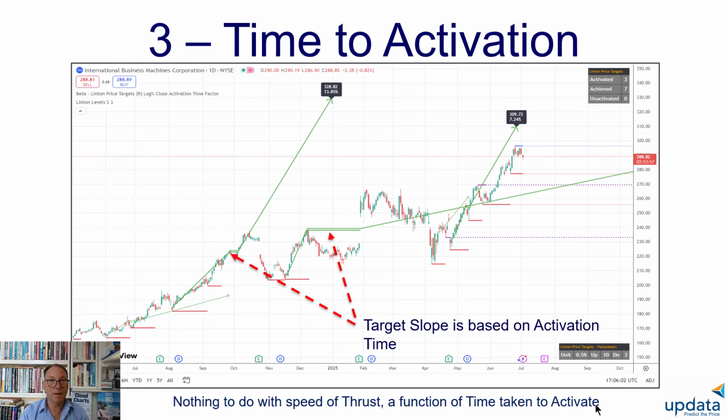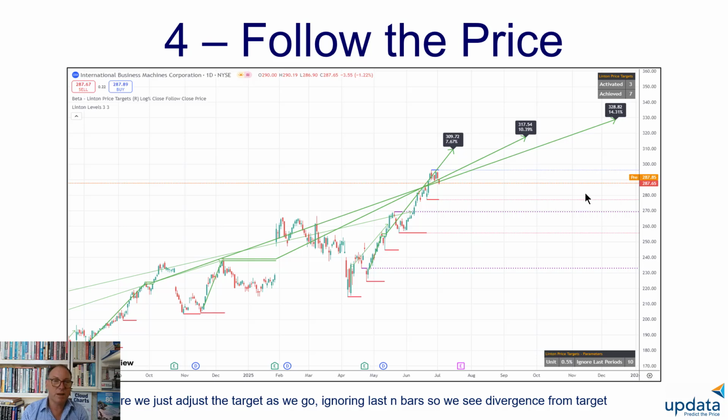If we go the other way, time to activation, here we take account of how long it took to activate. So this target took a long time to activate, so it's taking a long time for the target to be met. So it's just another method, and different people will find these methods might produce better results for them. But as I said, I recommend you stick with method 1 to begin with, rather than dancing around all the different methods. This one's quite a good one.